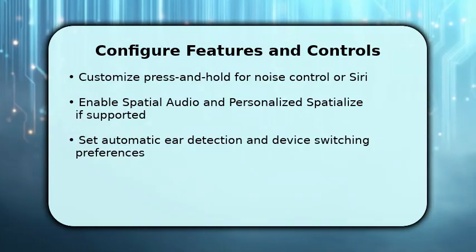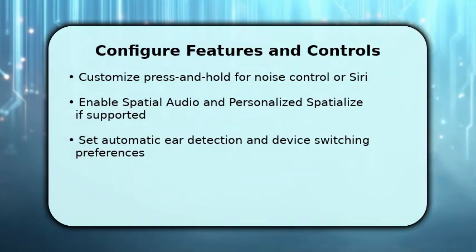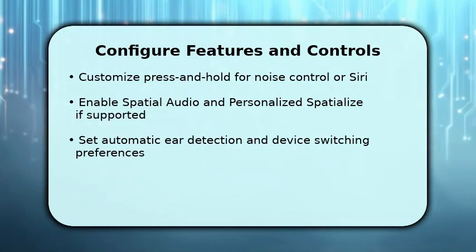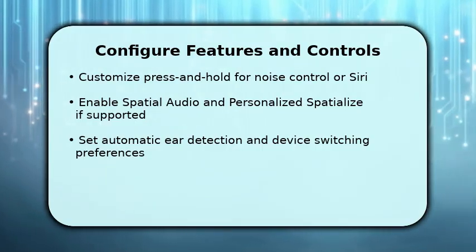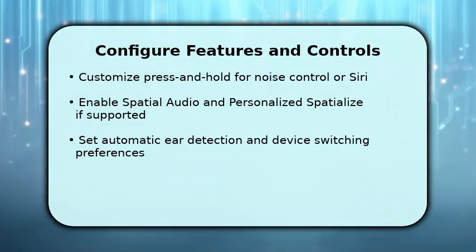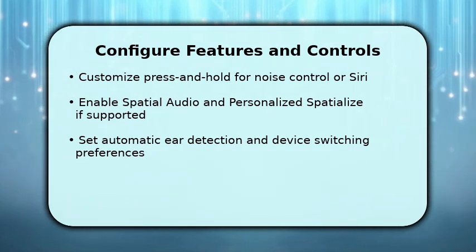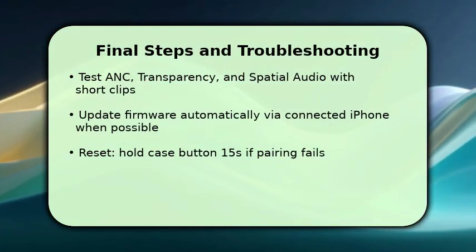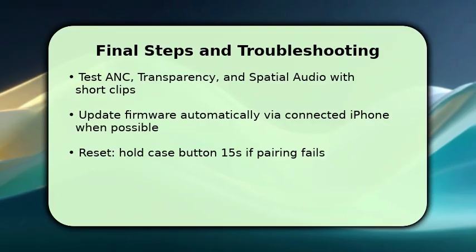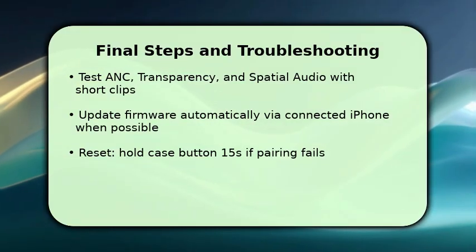Make sure spatial audio is enabled for immersive sound, and use personalized spatialize to match head tracking. Then verify automatic ear detection and device switching so playback follows you across devices. This reduces manual reconnects and keeps audio seamless during quick transitions. Finish by testing active noise canceling, transparency, and spatial audio using short audio clips so you know what to expect in different environments.